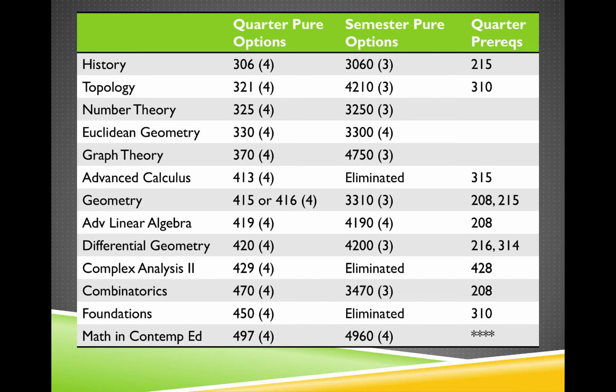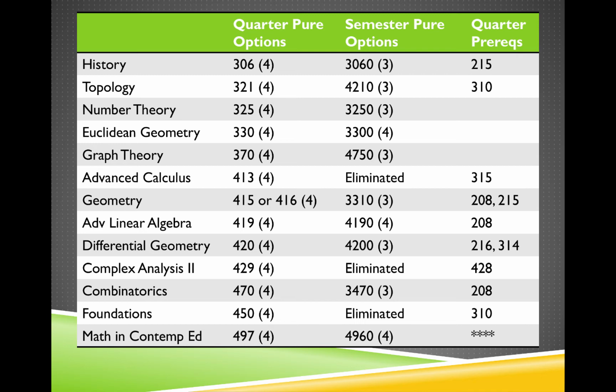So here we go. What you can see, first of all, is that every quarter course has a 3-digit number and a semester course has a 4-digit number. When you see something like, for example, history of math, it was 306. Now it's going to be 3060. We just stuck a 0 on the end. And it went from 4 units to 3 units.